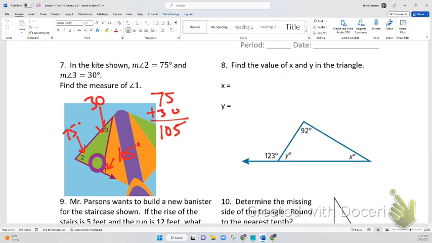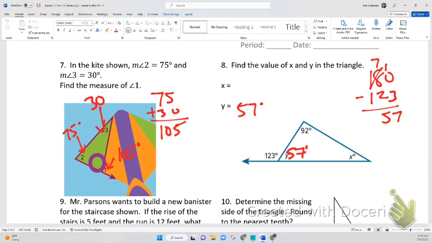For number 8, you have an exterior angle outside of a triangle, so first thing you're going to want to do is work from the outside in, okay? These two must equal 180, so if you do 180 minus 123, this regroups to 57 degrees. So the y is your 57 degrees.